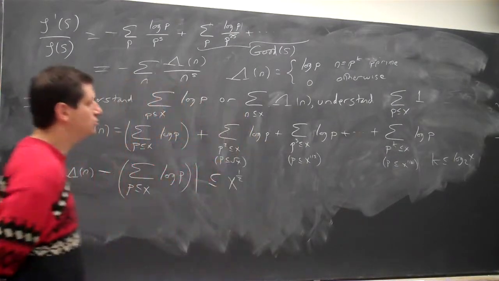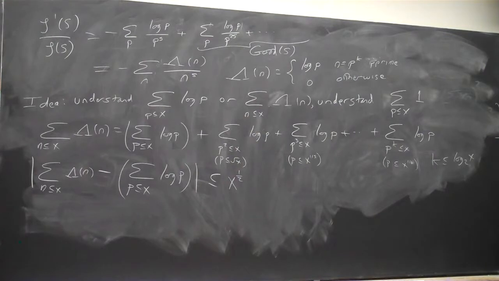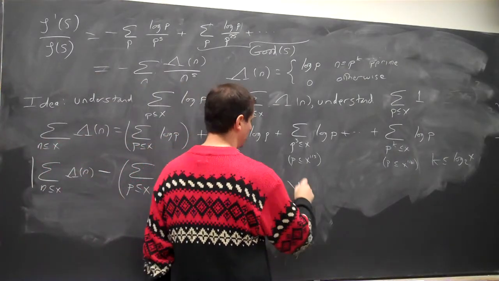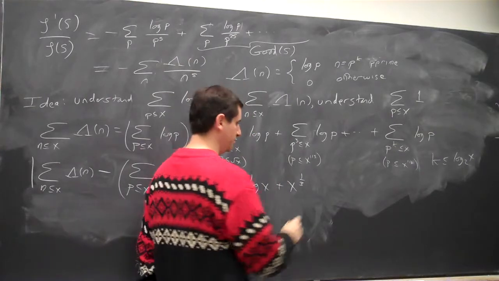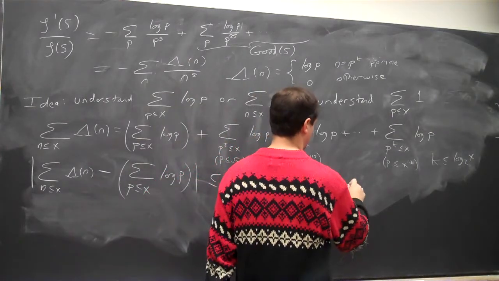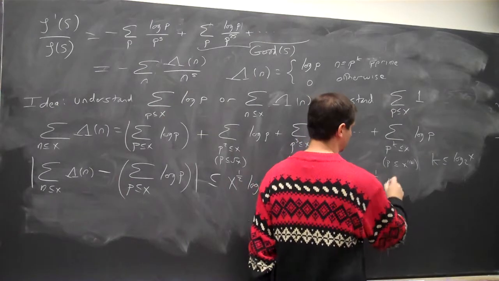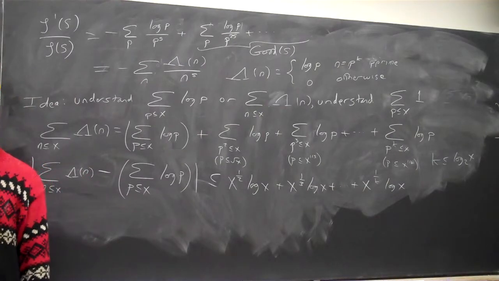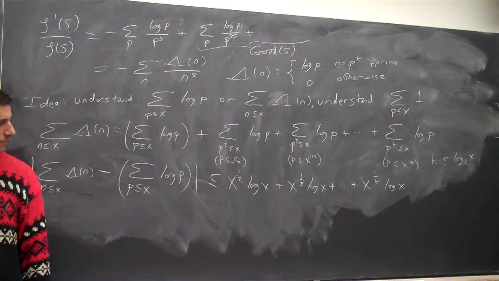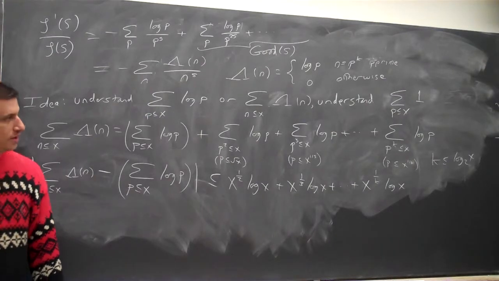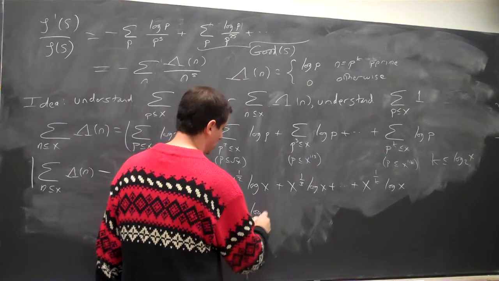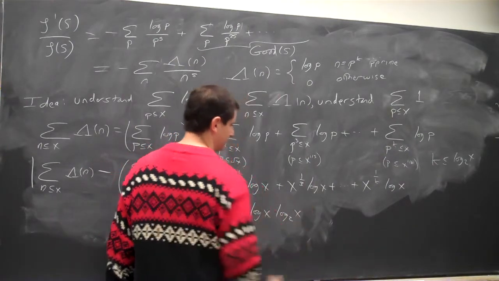And how big is each log p? Log x. You could do a little bit better and say log square root of x, but it's not going to help us. The next term is at most x to the 1/3 log x plus x to the 1 over k log x. But how many terms are there? K minus 1. This is k minus 1, and k is log of x base 2. So this is going to be less than or equal to x to the half log of x log base 2 of x.